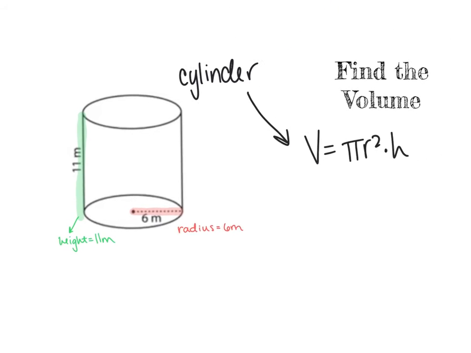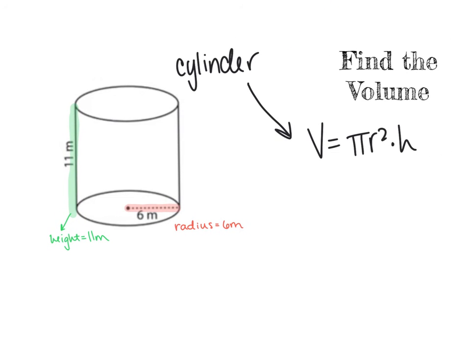Okay, so let's look at my question. It wants me to find the volume. So what 2 pieces do I need? Well, let's see. I need an R, which is also known as a radius. So do I have that? Yep, right here. 6 meters. And I also need a height. That's what H stands for. Do I have a height? Oh, yep, right here, 11 meters, right? So let's go ahead and plug those into our formula.